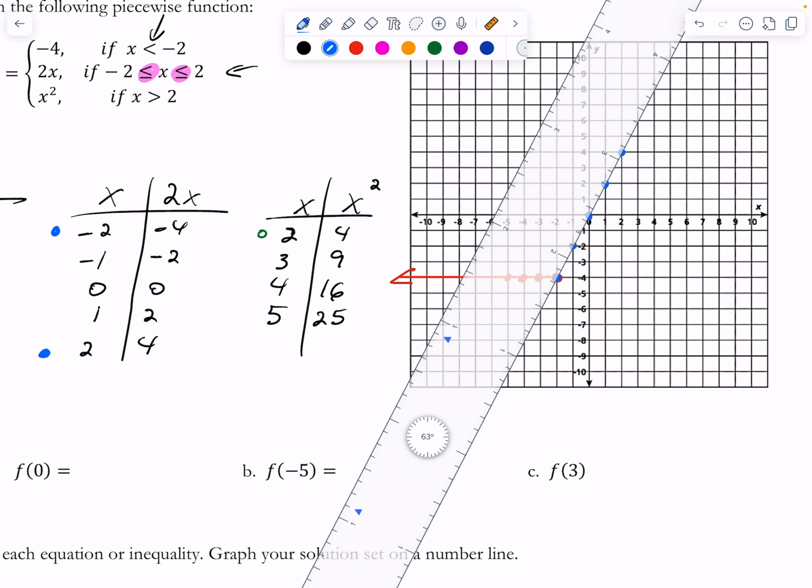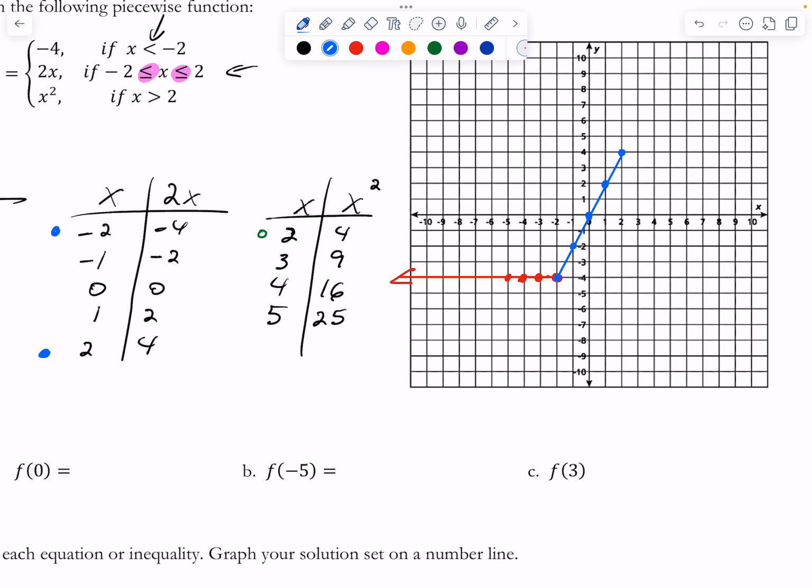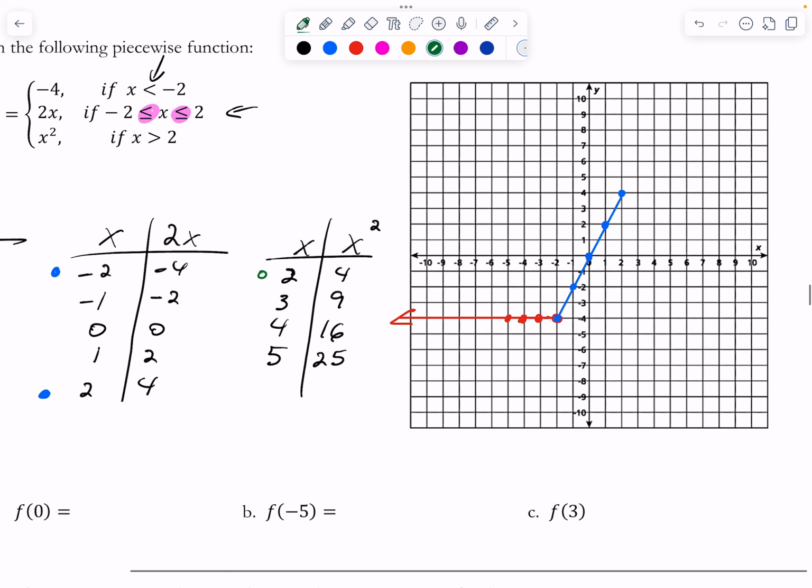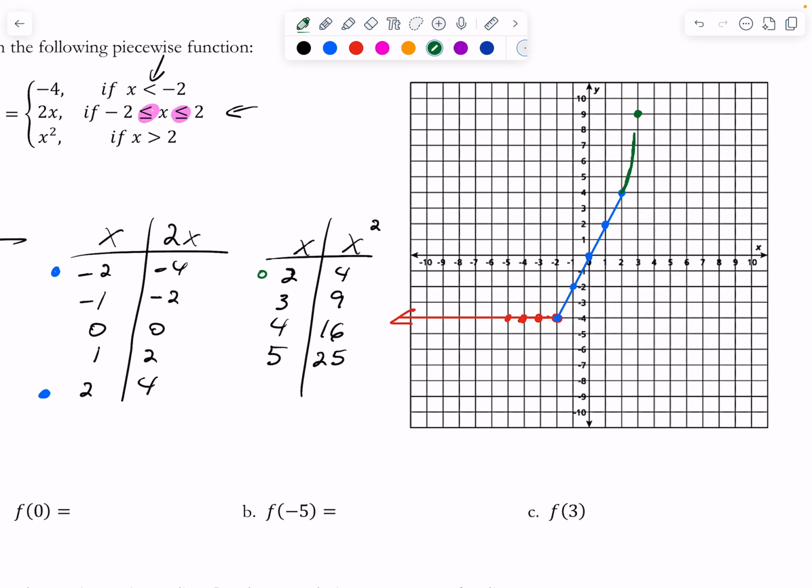Now, biggest thing I would say, as we've seen these, is make sure you're not doing any arrows for the middle piece and the last piece. All right, I would do an open circle at 2, 4, right, but it's already closed in there. So I'm just going to leave it like that. 3, 9, and then 4, 16 is off the grid. Try to make this one a curve, right? Because this is part of a parabola. All right, it's going up and to the right forever.